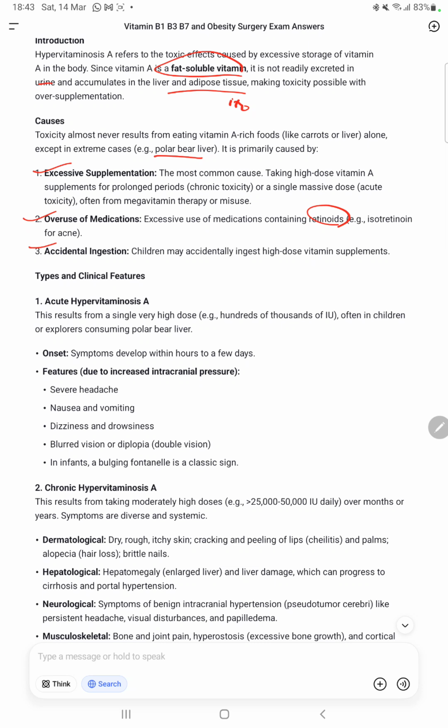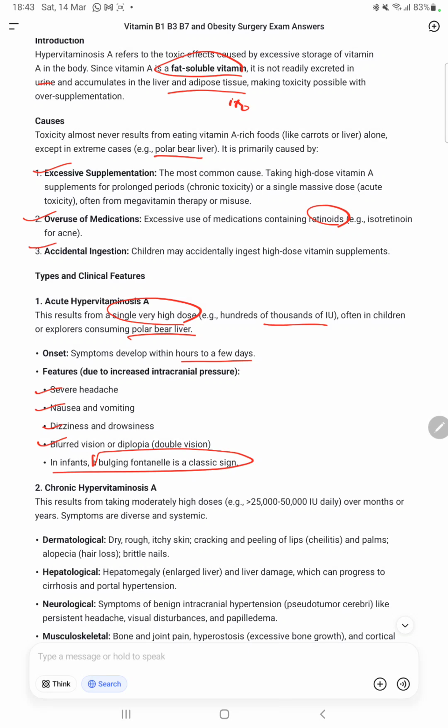Then the types. Acute hypervitaminosis A is because of a single very high dose, that is thousands of international units, for example consuming polar bear liver. The symptoms develop within hours to a few days. The features are severe headache, nausea, vomiting, dizziness, drowsiness, and blurred vision or diplopia can be seen, and a bulging fontanelle in infants is a classical sign.